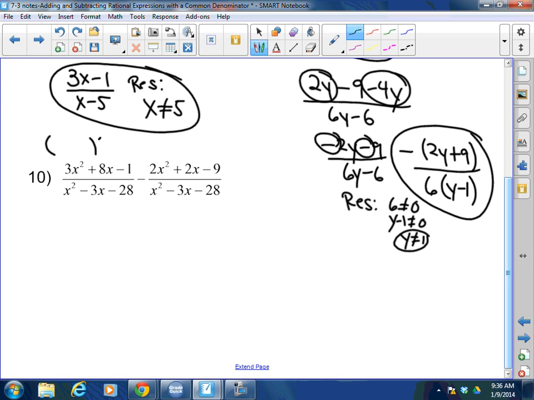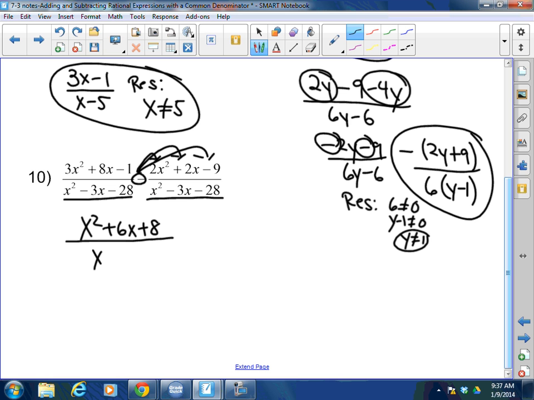Artificial factoring, cubic method. So I'm going to go 3x, that's negative 3. What am I doing? What am I doing? Come on, Mr. Morrow. Common denominators. You just finished teaching this and now you're doing it wrong for the kids. Distribute the negative to everything. So 3x squared minus 2x squared is x squared. 8x minus 2x is 6x. And negative 1 plus 9 is 8. Excellent. Over x squared minus 3x minus 28.